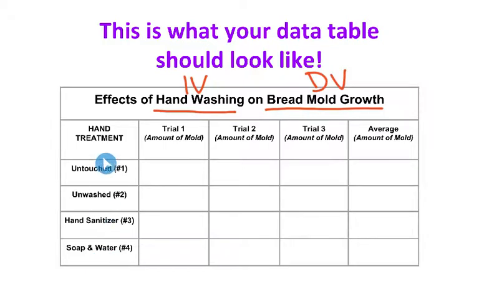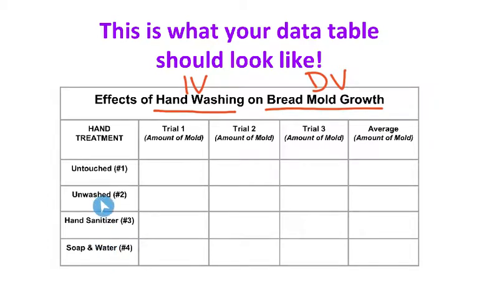So in this first column, this is column number 1, columns go up and down, you should have labeled this column hand treatment, and then underneath it there are 4 types of treatment. Untouched, that's bag number 1. Unwashed hands, that's bag number 2. Hand sanitizer, that's bag number 3. And then the soap and water one, and that's bag number 4.